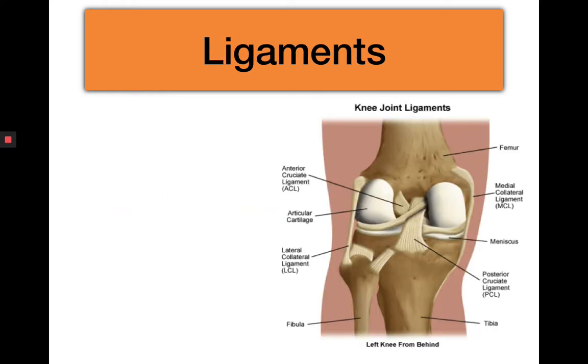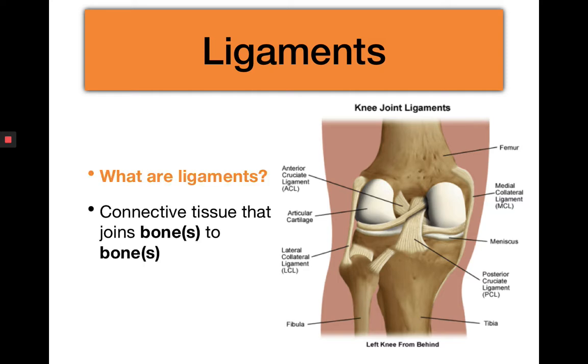Okay, so all these bones are held together with connective tissue, and the connective tissue in the skeletal system are ligaments. So ligaments are like tendons, but we don't confuse the two. Tendons are the connective tissue in the muscular system, ligaments are the connective tissue in the skeletal system. So what are ligaments? It's connective tissue that is responsible for connecting bones to bones.